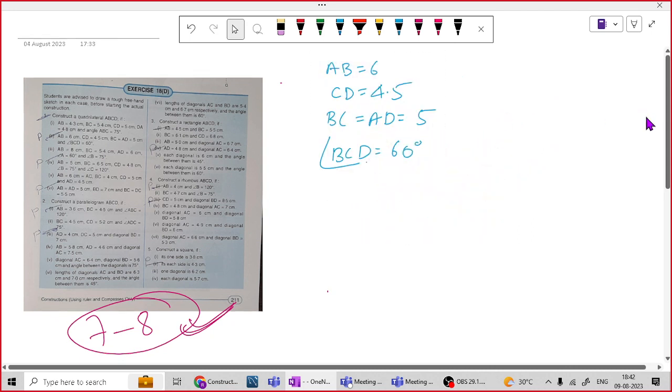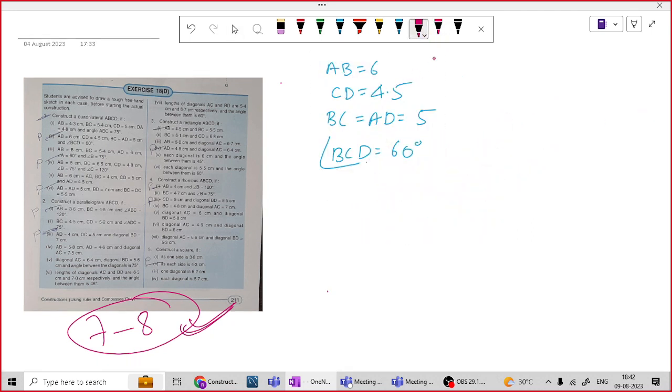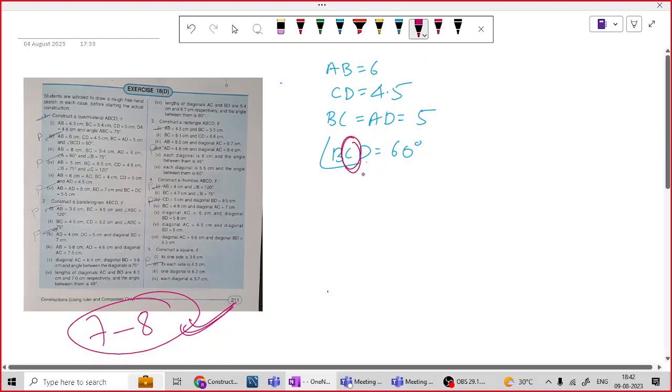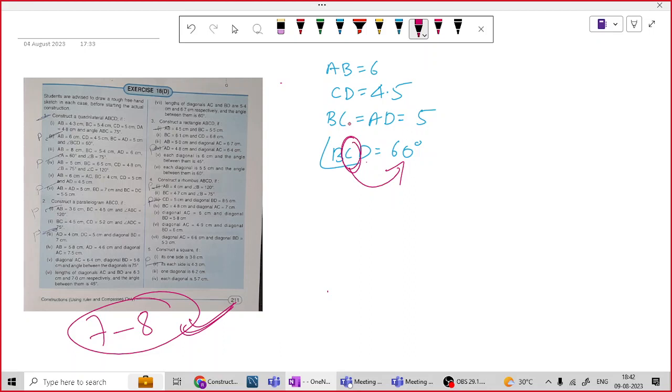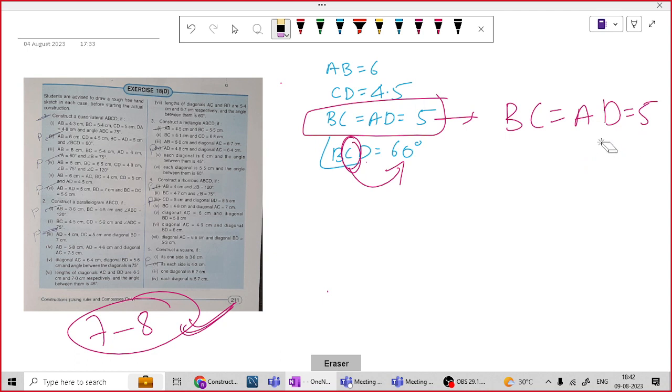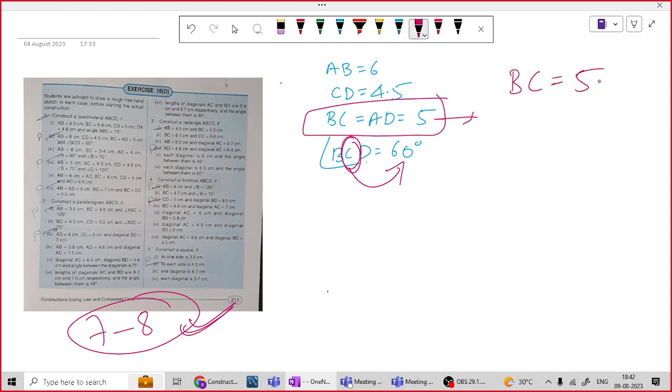Okay, which angle is 60 degrees, students? Angle C. What shall I take as the base? In this, there are two values. Can you see BC is equal to AD is equal to 5? What do you mean by this? Both are 5 centimeters, so you can rewrite it as BC is equal to 5 and AD is 5.